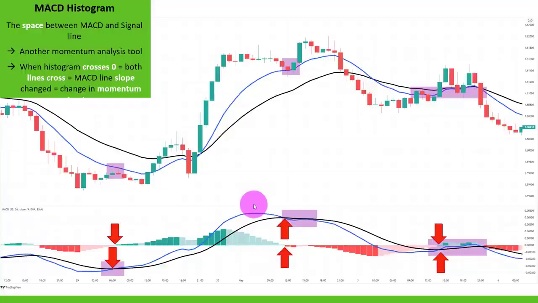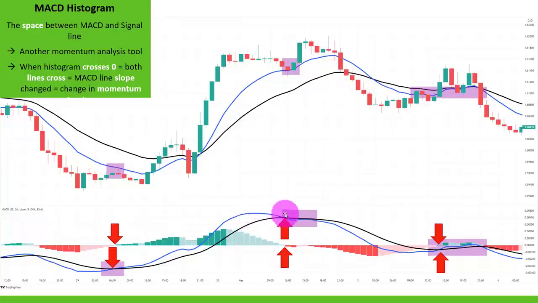The MACD histogram is usually the tool or the component that most traders associate with the MACD. But what is it actually? The histogram that we see here in the background is nothing but the space between the signal line and the MACD line. So that's why we started with the MACD line. That's why then we added the signal line. And that's why now we're adding also the MACD histogram. The histogram is the space between them.